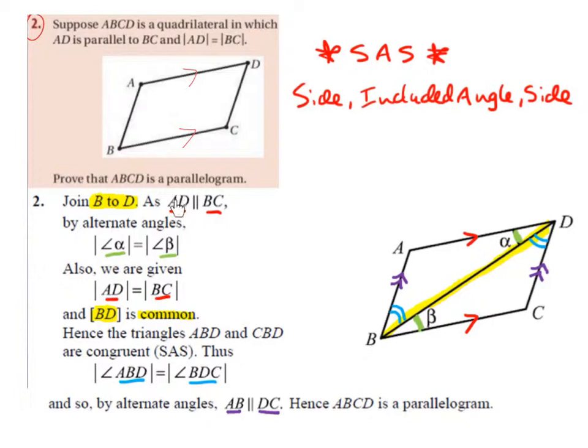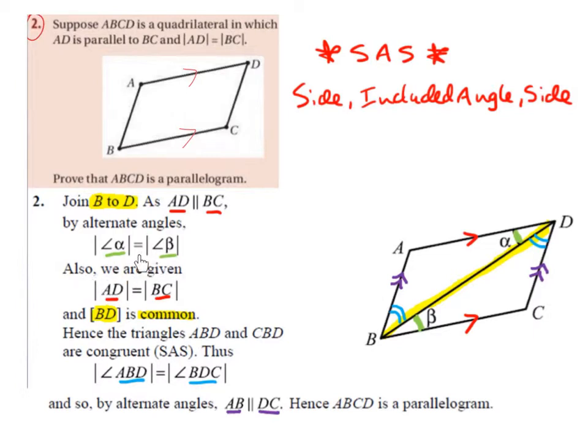So as AD is parallel to BC, I've drawn in the two red lines to show that, the two red arrows. By alternate angles, angle alpha is equal to angle beta. So angle alpha, I've done in green there, is equal to angle beta, which I've also done in green. So we have our two parallel lines and a transversal cutting through, and these angles are alternate to each other, so they are equal to each other. So angle alpha is equal to angle beta.